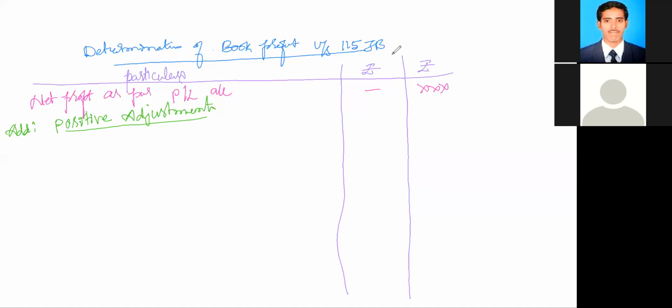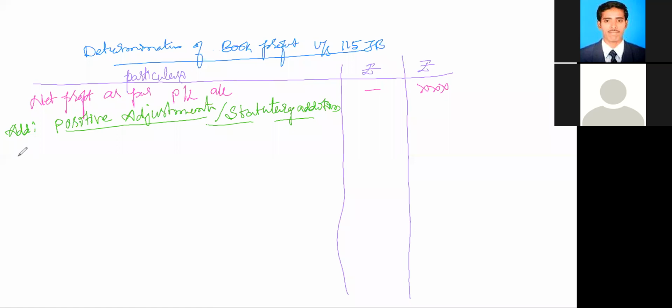Positive adjustments here are not given separately as adjustments; they will be certain statutory elements that we need to add here. It is also called statutory additions. You can write that here also: statutory additions. What are all the statutory additions?